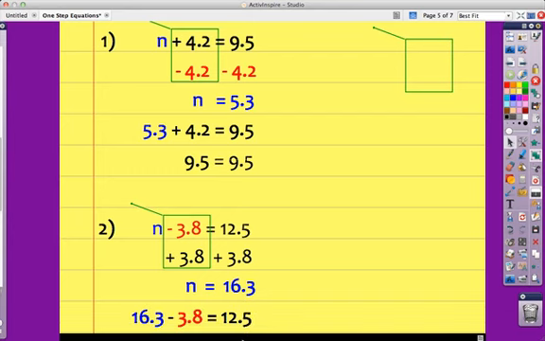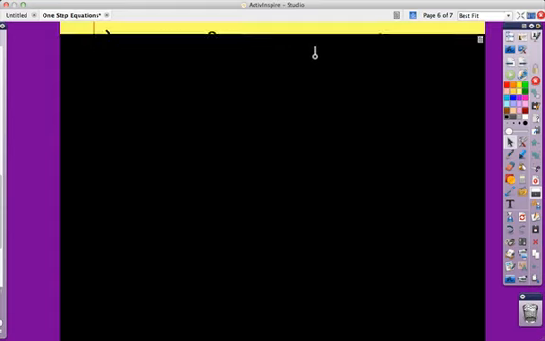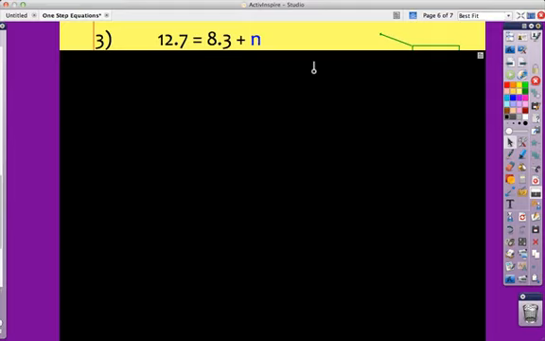And again we substitute. So the question is, does 16.3, which we've now substituted in for n, does 16.3 minus 3 8/10 equal 12.5? And yes, indeed it does. So let's move on to number 3, page 2. Now the variable's on this side. Before it was over here, now it's over here. The same process holds true, because all we're trying to do is get the variable by itself.